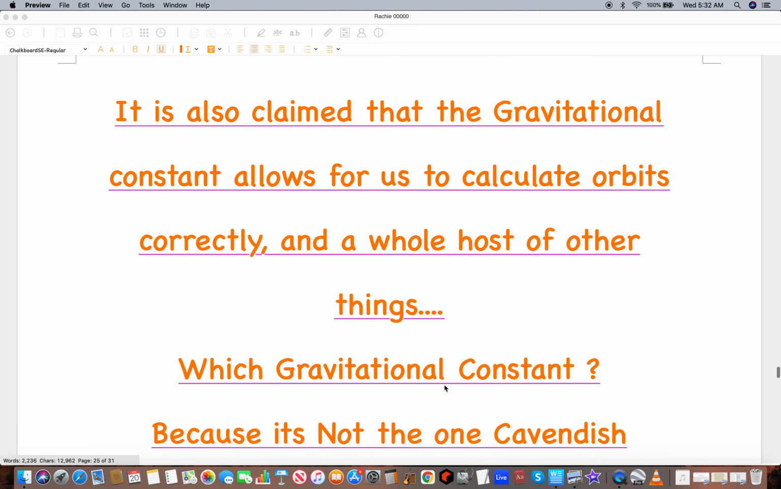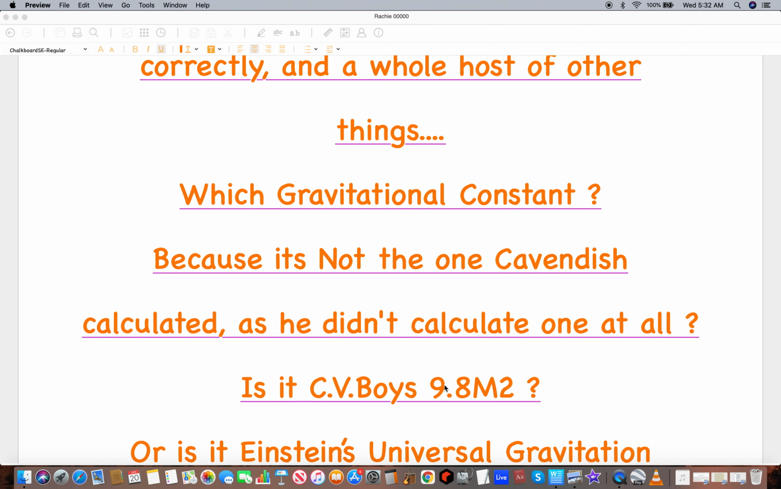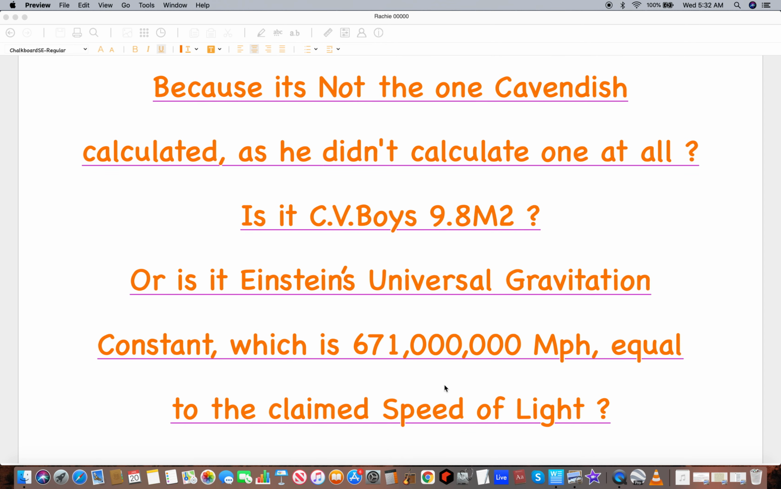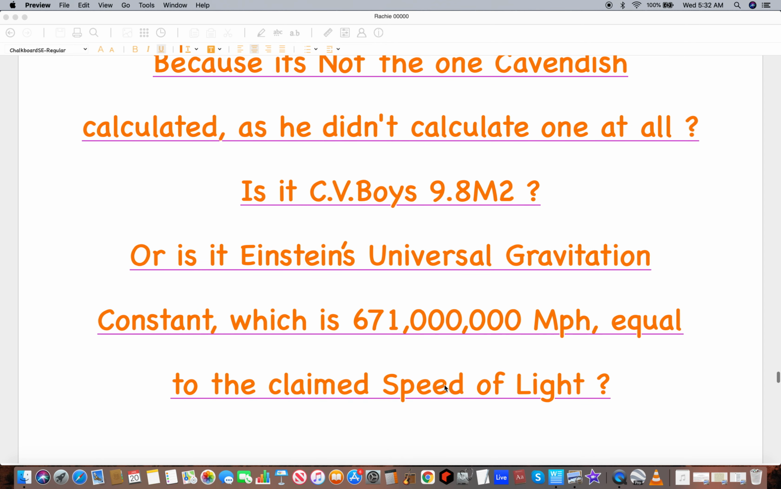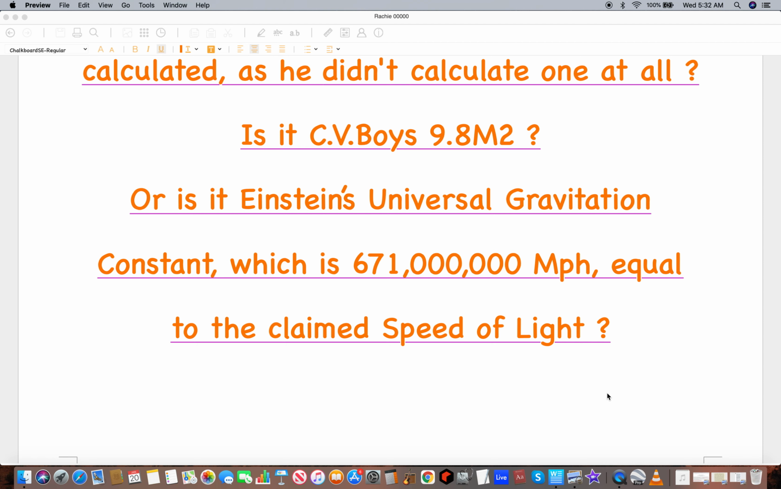Okay. It is also claimed that the gravitational constant allows for us to calculate orbits correctly and a whole host of other things, right? This is a claim I heard being made by conspiracy cats within the video. Which gravitational constant, right? Because it's not the one Cavendish calculated, as he didn't calculate one at all. Is it C.V. Boys' 9.8 meters per second squared? Or is it Einstein's universal gravitational constant, which is 671 million miles per hour, equal to the claimed speed of light? Now, besides my own problems with the speed of light, I have to put that in there because that is the claim from Einstein.